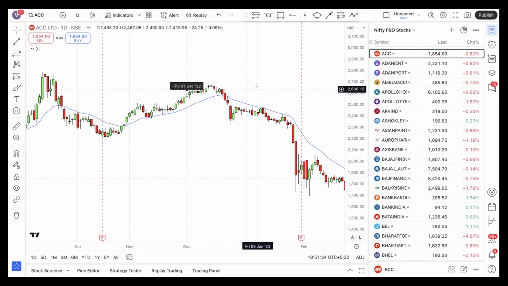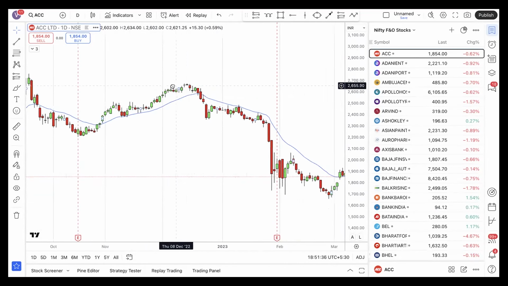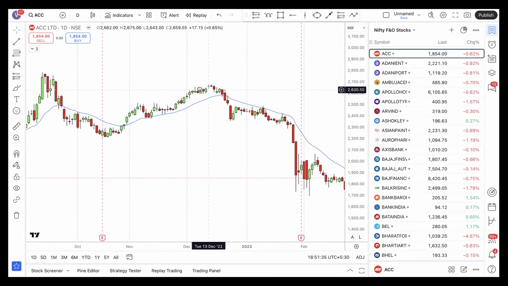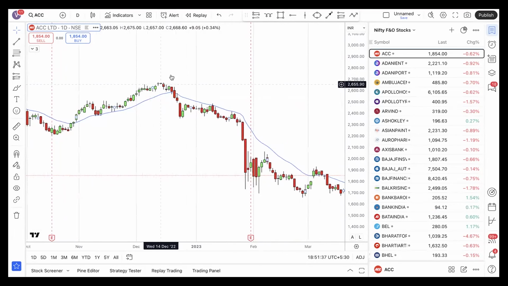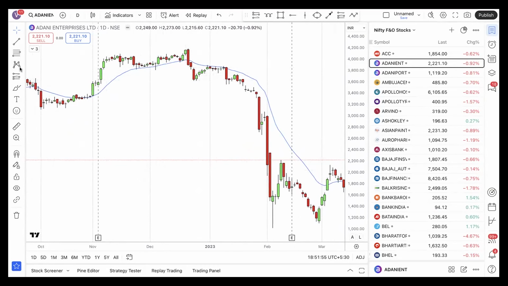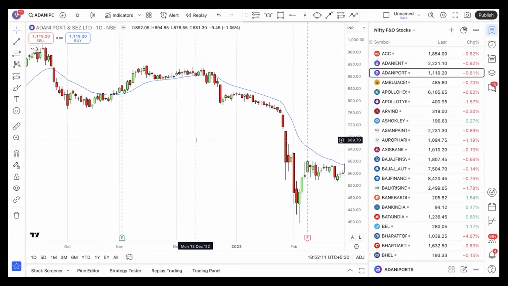Now we'll start checking the stocks. Okay, let us go to ACC stock, right? You can see that from December till March, ACC stock was clearly going down. Let us see the next one now. Adani Enterprises. Adani Enterprises also, you can see that from December 2022 till March 2023, was going as per the Nifty. Now this is Adani Ports. You can see that Adani Ports is also going down. It was following the Nifty trend.